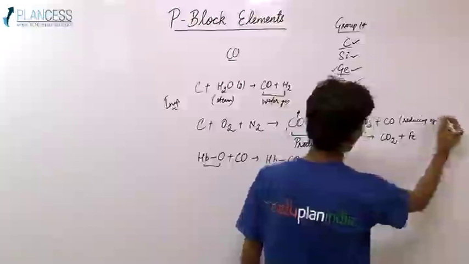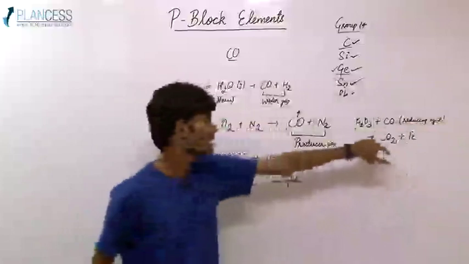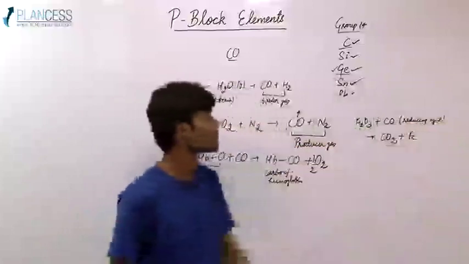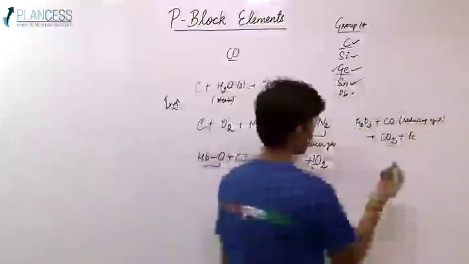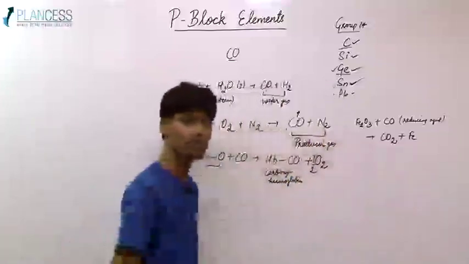Now in coordination compounds, you must have studied that carbon monoxide can also act as a ligand. Carbon monoxide also acts as a ligand, so it is a powerful ligand, and it is also used in the process for taking out pure nickel.